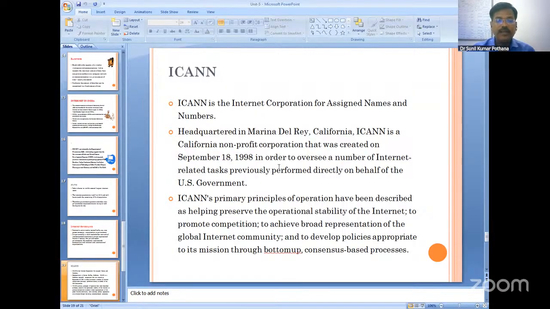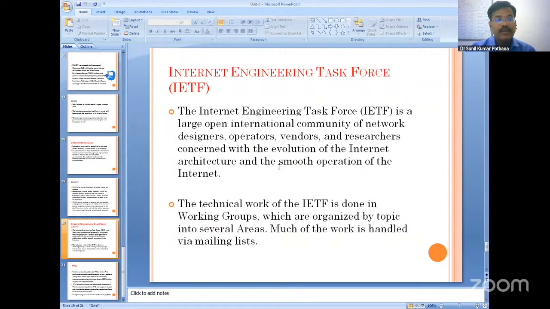ICANN's primary principles of operation have been described as helping preserve the operational stability of the internet, to promote competition, to achieve broad representation of the global internet community, and to develop policies appropriate to its mission through bottom-up, consensus-based processes.